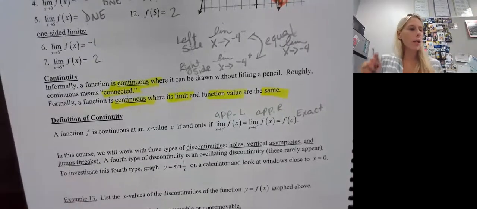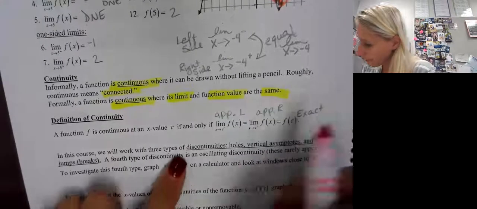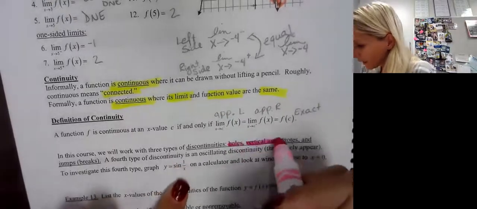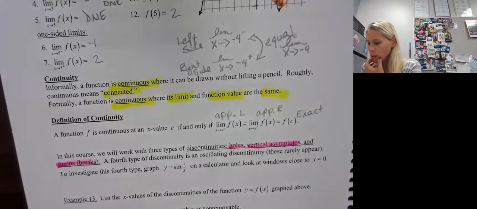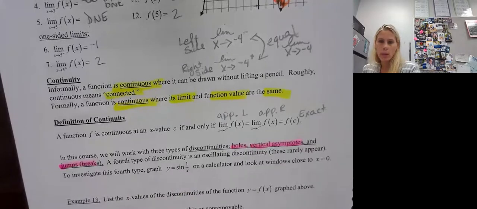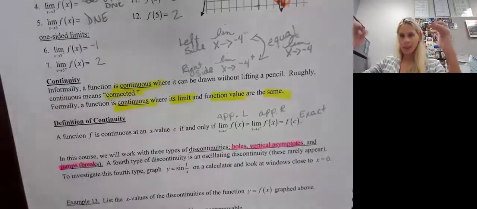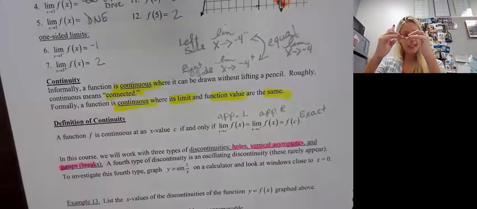So here we're going to get into the different types of discontinuities. We have holes, vertical asymptotes, and jumps or breaks. The 4th type of discontinuity is an oscillating discontinuity. These rarely happen, but you can see it if you graph sine of 1 over x. You'll see it gets really, really close, so on the graph itself it looks like it connects, but it really doesn't.